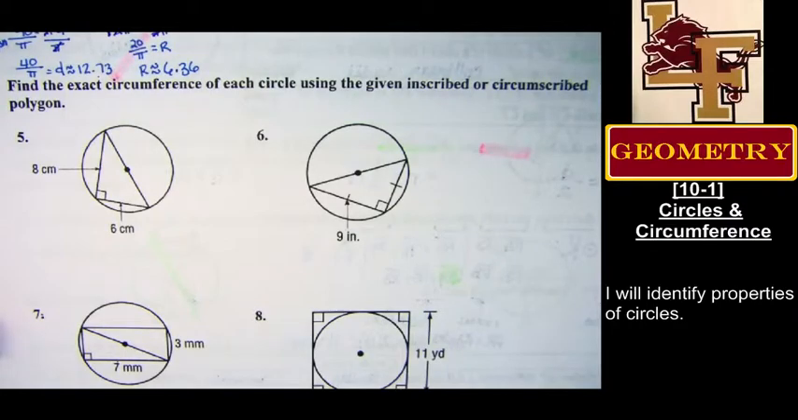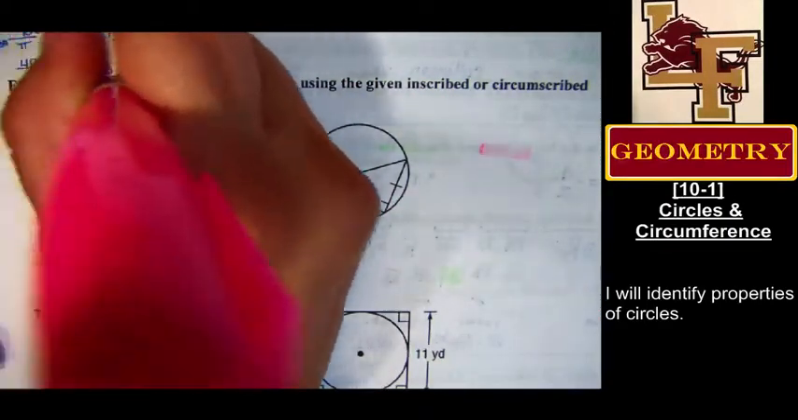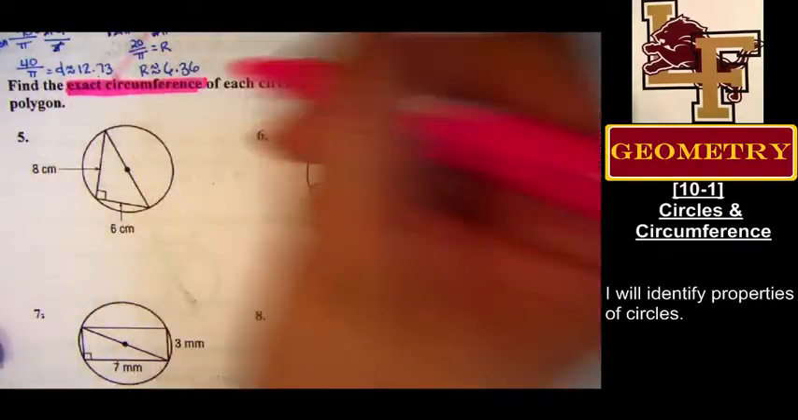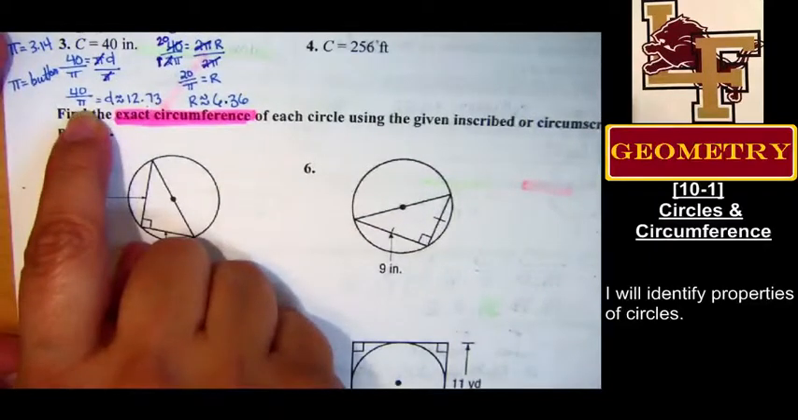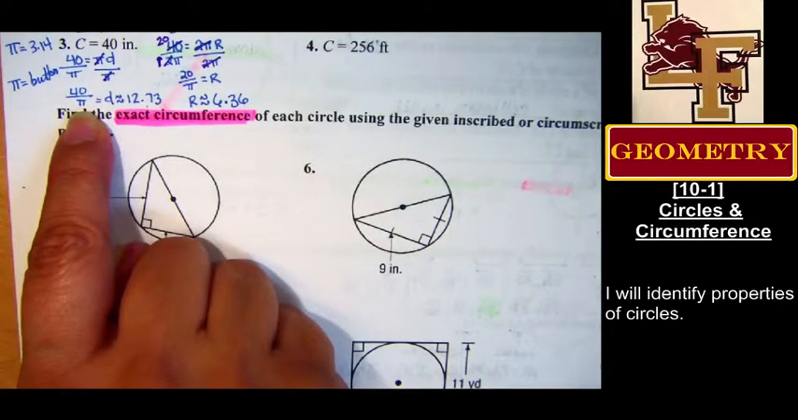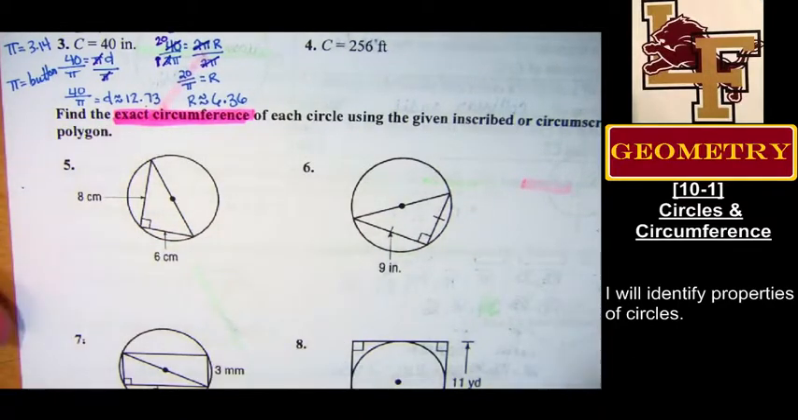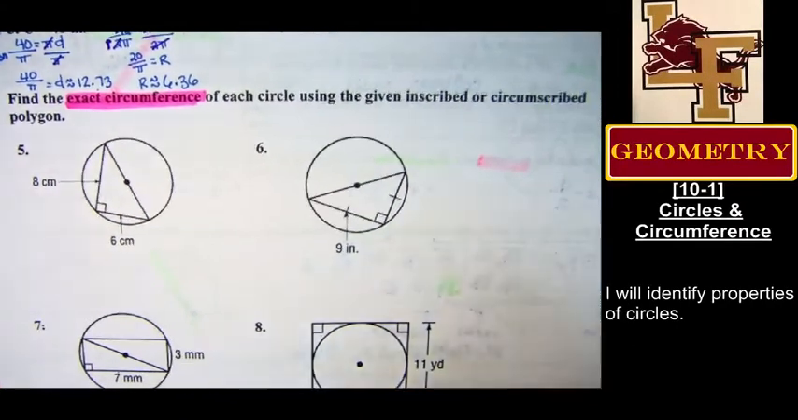Find the exact circumference. That means that for this section, no decimals allowed. You're not allowed to put into your calculator 3.14 where you see a pi, and you're not allowed to use the pi button. Your answers must look like these and have the symbol pi still in it somewhere. Find the exact circumference of each circle using the given inscribed or circumscribed polygon.